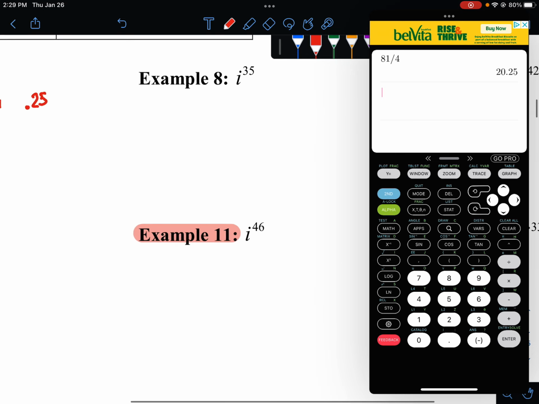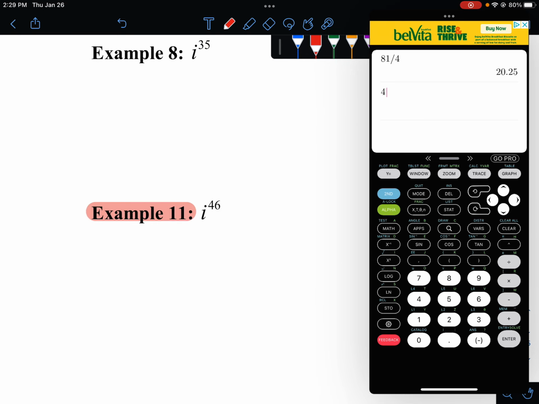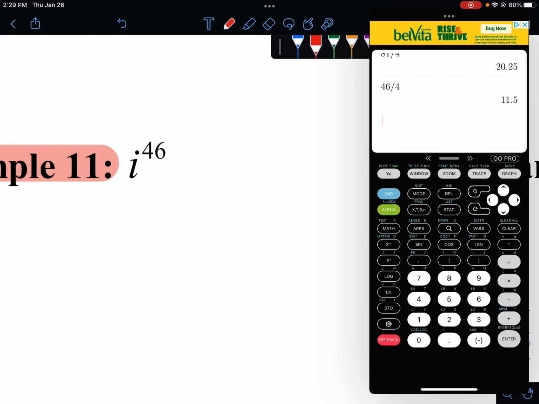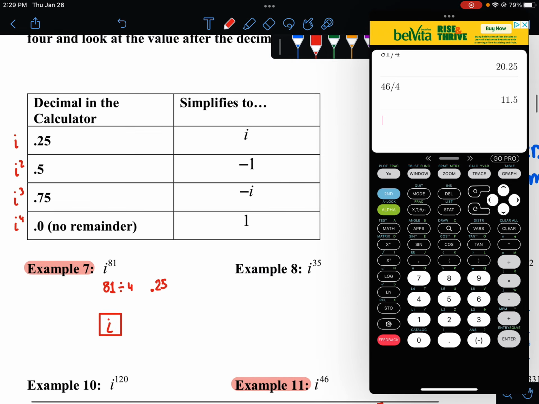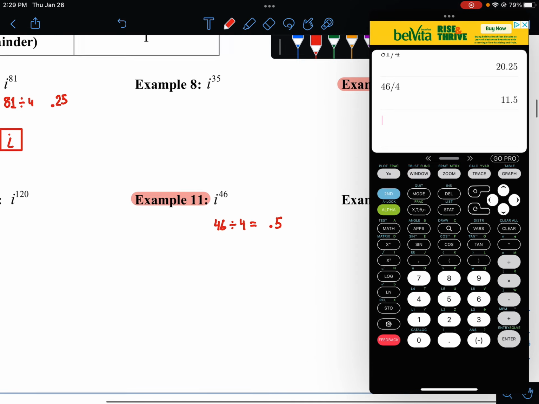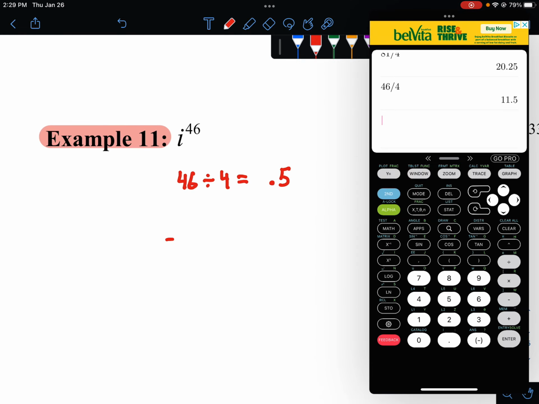Okay, the next one, I'm just going to do 46. Oops, that's 49. 46 divided by 4. That gives me a 0.5. Again, notice how I don't even care about the fact that it was 11.5. That is in the position of i squared.